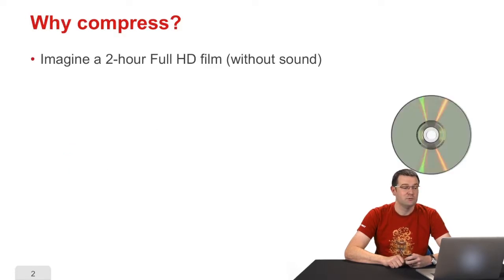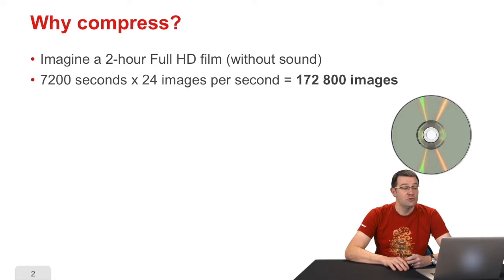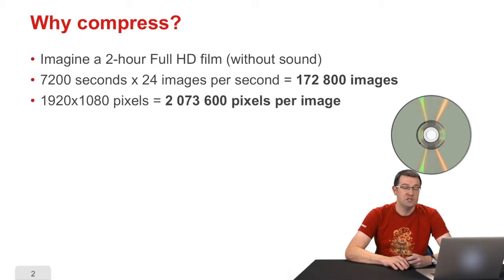Why compress data? Let's say we have a full HD movie on a DVD, for example. For now, let's just take the video into consideration, not the sound. So a 2-hour video is actually 7,200 seconds. There are generally 24 images per second, because the eye needs to be under the impression that the images display smoothly. So there will be roughly 170,000 images. If the video is full HD, each image is made of 1920 pixels in width and 1080 in height, so approximately 2 million pixels per image.